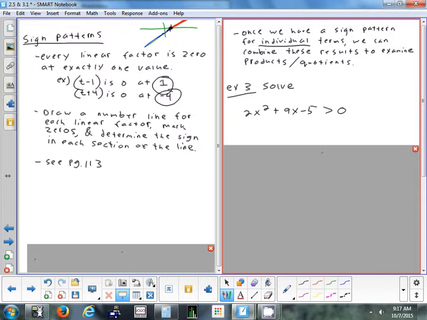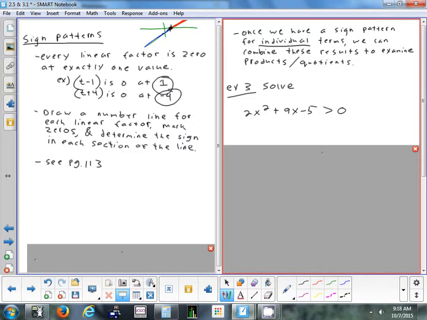Now, this whole method depends on being able to factor the problem I give you. If you can't factor, you can't use this. This only works if you can factor it. So I'm going to give you problems you can factor.